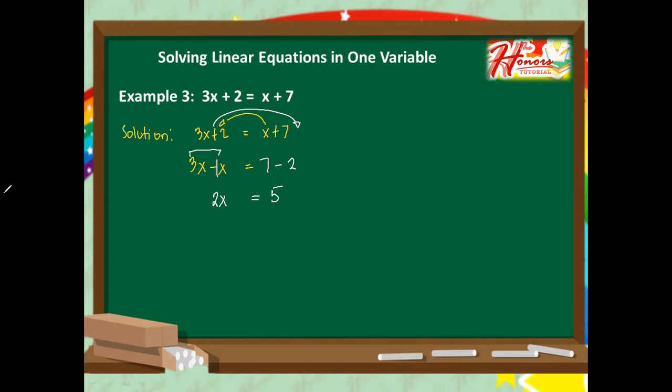And then remember our goal. Our goal is to have x only at the left side of the equation. But as you can see here, we have here 2 beside it. So therefore, we have to eliminate 2 by dividing both sides of the equation by 2. So cancel, x equals 5 over 2. So this is the final answer. No need to change this improper fraction to mixed number.